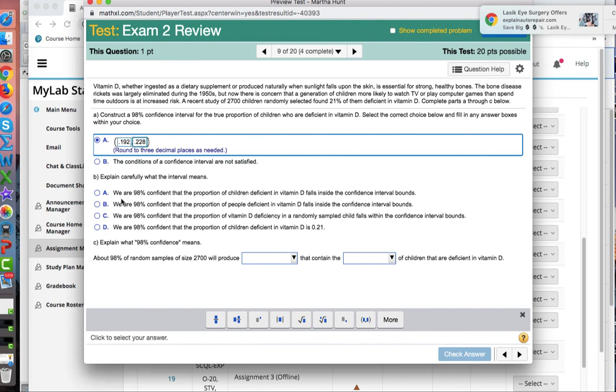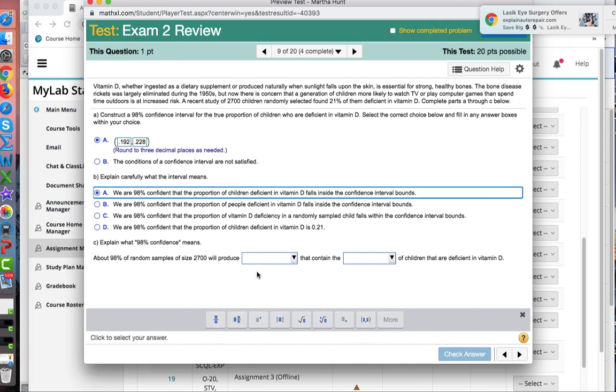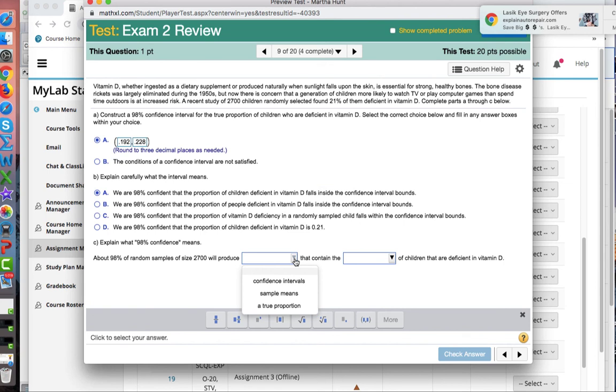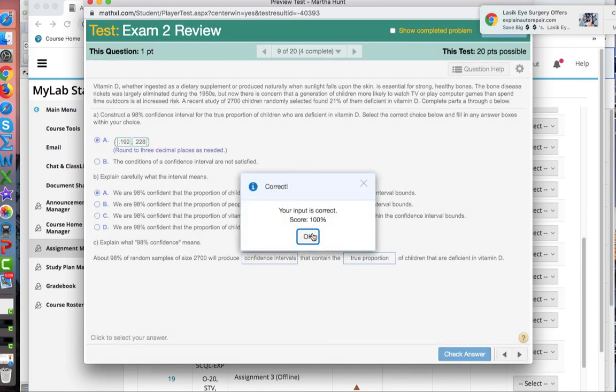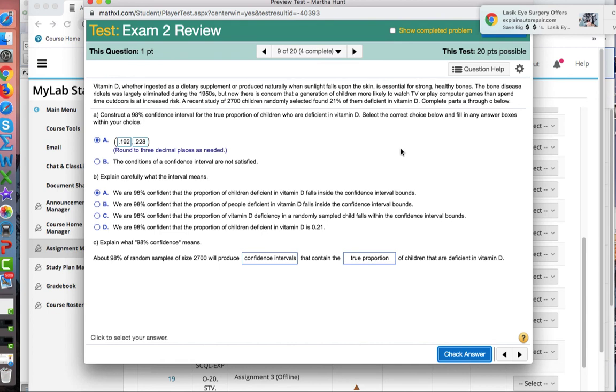So we are 98% confident that the proportion of children, not people, children, falls inside this interval. About 98% of the confidence intervals will contain the true proportion. And we're going to check our answer. It's good. I deleted problem number 10, so that will end this video.